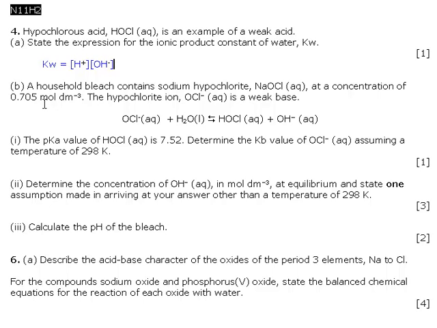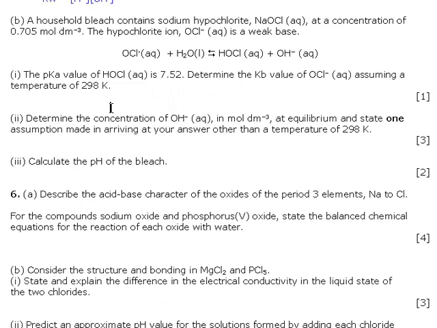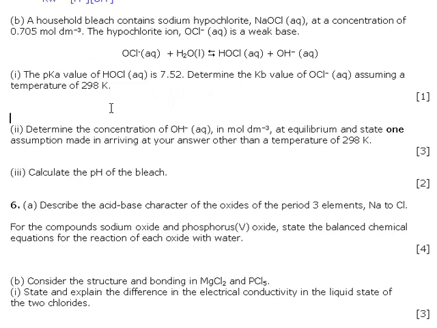Then we're told that a household bleach contains sodium hypochlorite at a concentration of 0.0705, and the hypochlorite ion is a weak base. There the hypochlorite ion is acting as a weak base. It's picking up a proton from water and it's making the conjugate acid, which is the hypochlorous acid, and at the same time OH minus ions. We're told the pKa value of hypochlorous acid is 7.52, so we're asked to determine the Kb value of its conjugate base.